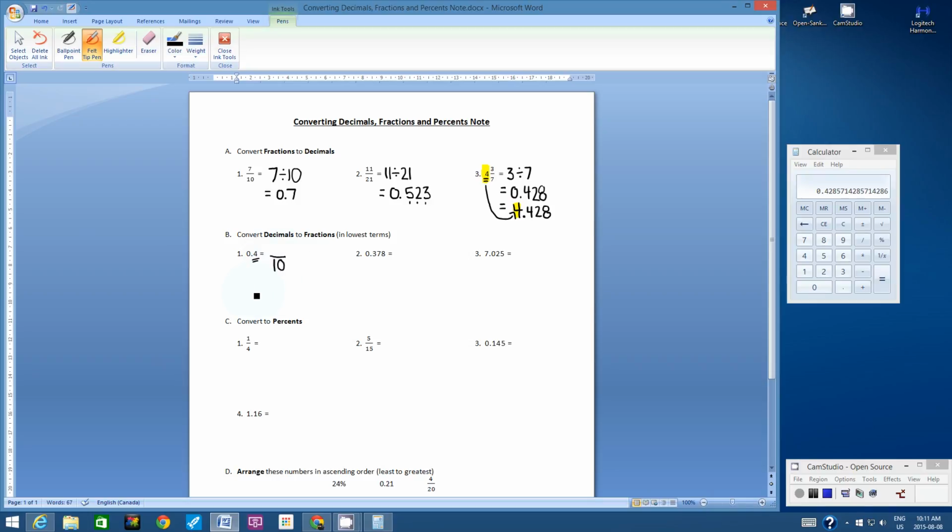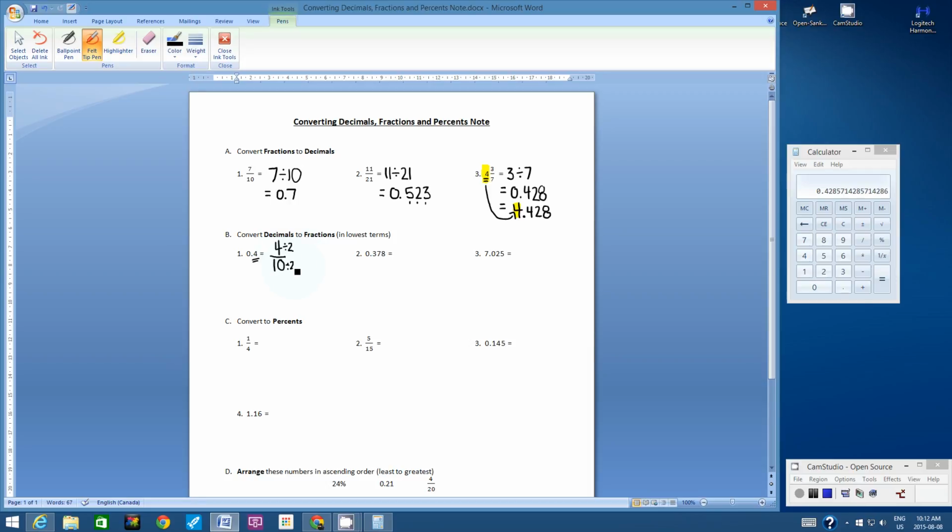So what's the numerator? Well, the numerator is simply the number after the decimal place. So the number after the decimal place is a 4. So 0.4 equals 4 tenths. That makes sense. It's a 4 in the tenths column. Now, before we move on, we always have to ask ourselves, is this fraction in its lowest terms? Well, because the numerator and the denominator are both even numbers, we know that we can divide both the top and the bottom by 2.